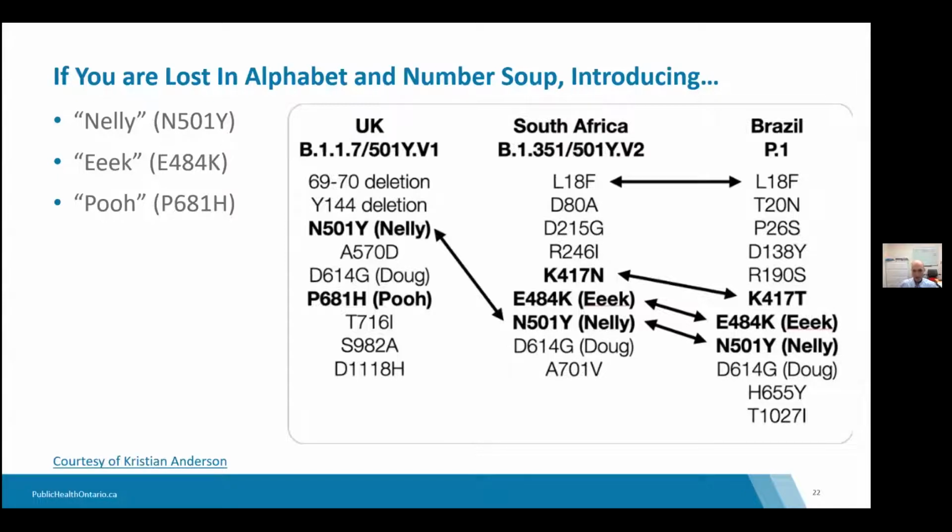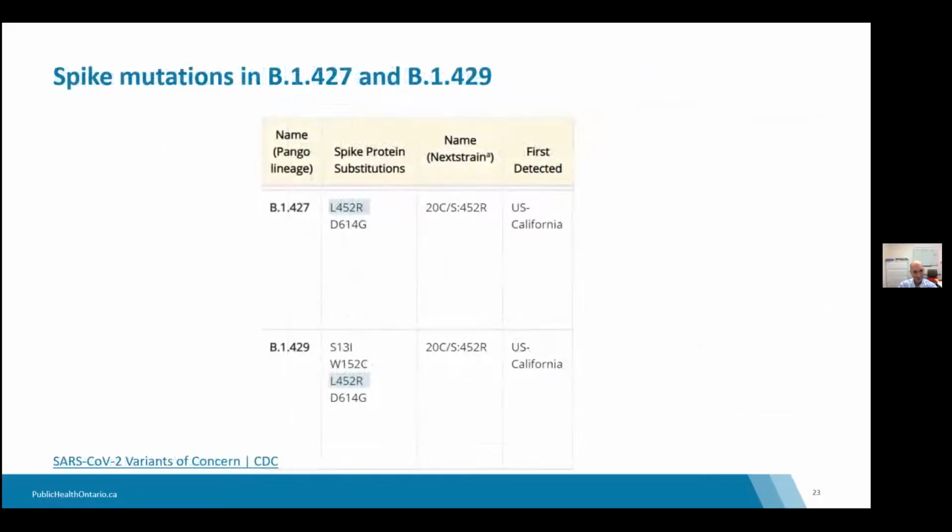There is a third position, the 417, where both B1351 and the P1 have mutations, but they can be differentiated because, as you see, for the B1351 it's K417N, and for the P1 it's K417T. A collaborator of our genomics team has come up with some mnemonics to help people remember which mutations go with each other. So we've used the terms Nelly, Eek, and Pooh. That helps. You can go to the next slide.